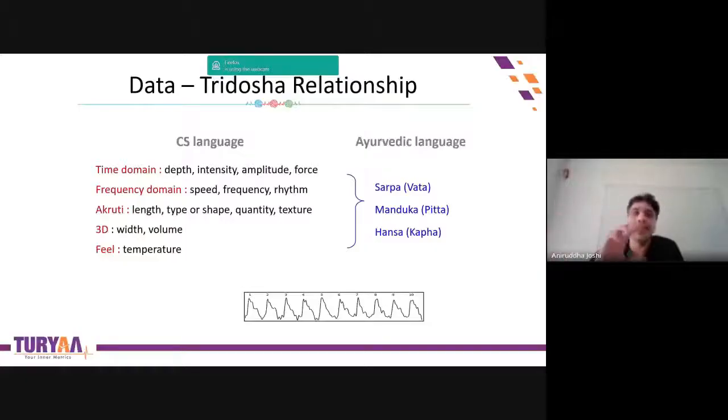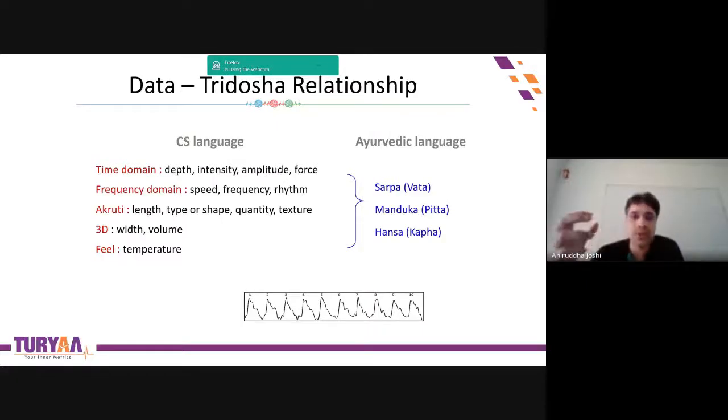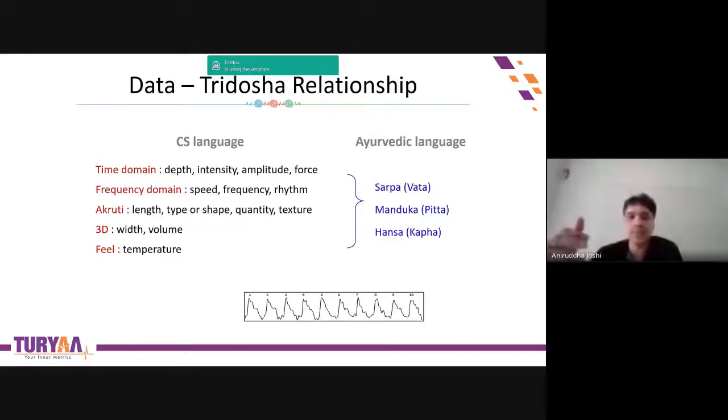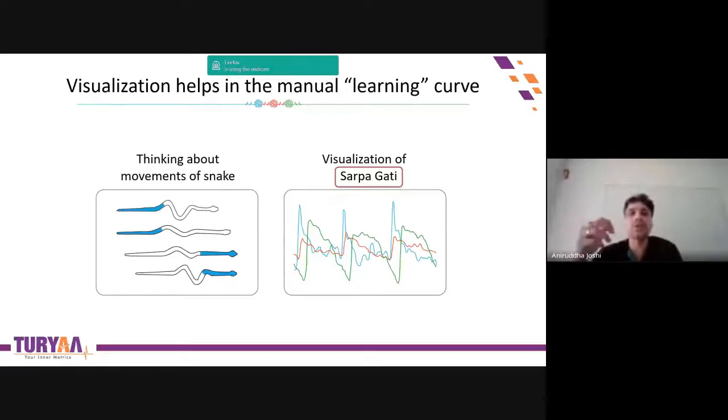Based on that, we try to find the correlation between gatis and the vikrutis. Vikruti is the imbalance between Vata, Pitta, and Kapha. We have converted that language into speed, frequencies, rhythms, amplitudes, and so on, and we are still working on that. It's a continuous process. Instead of saying movement of a snake, we say observe this. Now think about it, go back to your manual method and feel it. So it's also a good way to manually learn the Ayurvedic method of Nadi Pariksha.